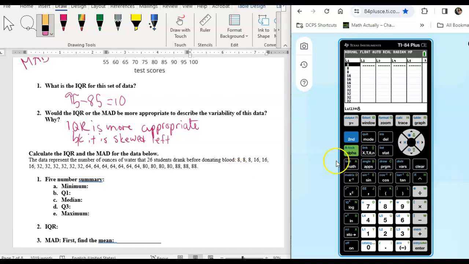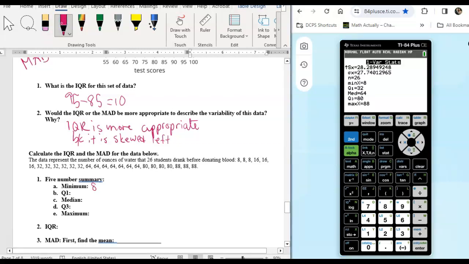All right. So for our 5-number summary, I'm going to go to Stat again. That's this button right here. I'm going to scroll over to the right to Calc and press 1-Var Stats. Make sure you have list 1 entered here and then enter on calculate. So now I have my mean, which is helpful for calculating the MAD if I need to. That's the x with the bar over it. And then I have my 5-number summary. My minimum is 8. My Q1 is 32. My median is 64. My Q3 is 80. And my maximum is 88.